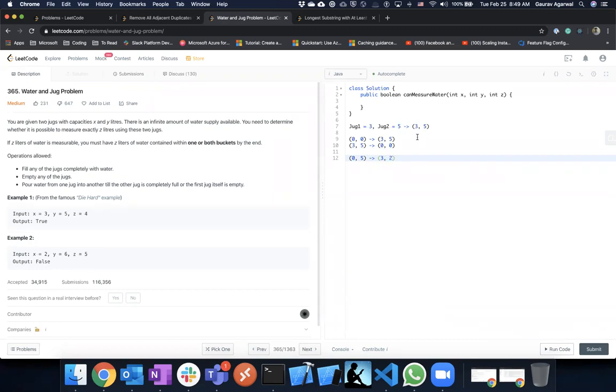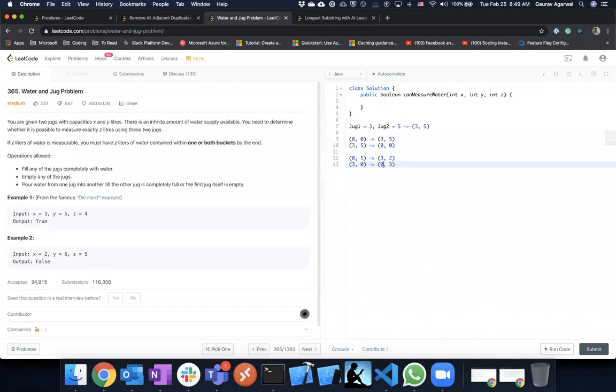We can also do it the other way around. Let's say the first jug is full and the second jug is empty. How much water can we put in the second jug? We can put the whole 3. Yes. And then the first jug will be empty in this case.